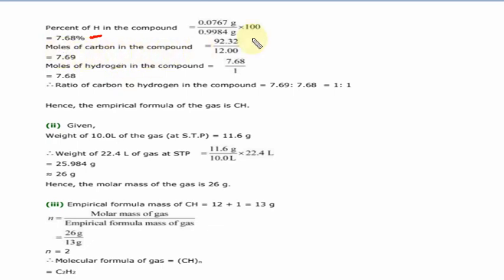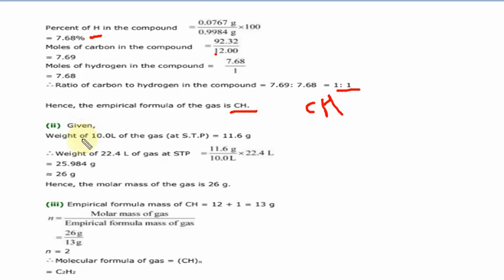So the moles of carbon in the compound: the percentage of carbon, 92.32, divided by the atomic mass of carbon. So the moles are equal to 7.69. Similarly for hydrogen, this is the percentage for hydrogen and the atomic mass of hydrogen is 1, so it is 7.68. So it is almost 1:1 here. Hence the empirical formula is CH, because they are in the same ratio, a 1:1 ratio.